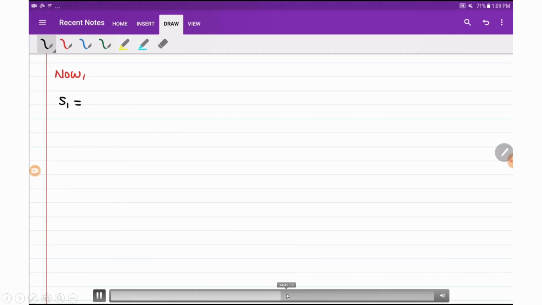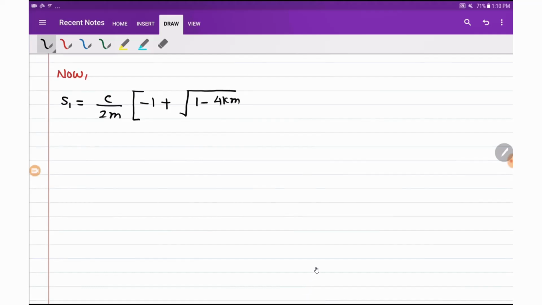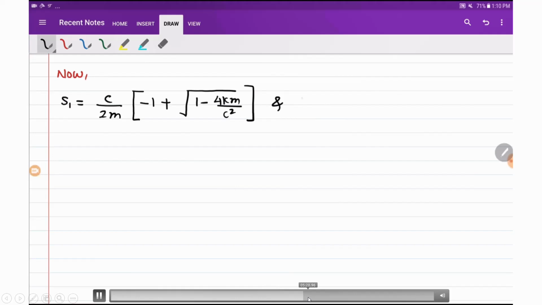So we have to go back to the values of S1 and S2 which we have already derived in linear damping or viscous damping. So this is the continuation part of that particular derivation. So S1 which we have derived is C upon 2m in bracket minus 1 plus square root of 1 minus 4km divided by C square. So now we have various values with us, so we can substitute those values. So S1 and S2, these are the formulas which we have already derived.